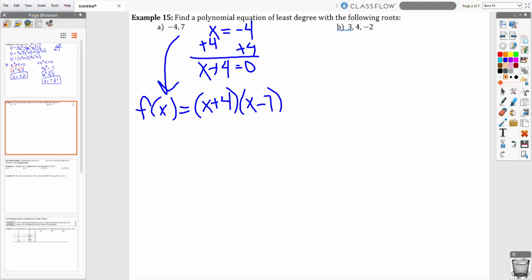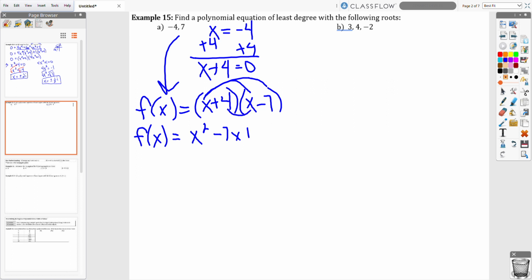So from here, technically we're done. We've written a polynomial equation of least degree with the following solutions. So sometimes you'll need to multiply it out. It depends on if it's a multiple choice question where you have your answers in standard form. Sometimes they'll be in the same format here and you don't have to go any further. But if you do have to multiply it out, just do that distributive property. So x times x is x squared. And then you'll do the x times the negative 7. And then distribute the 4.